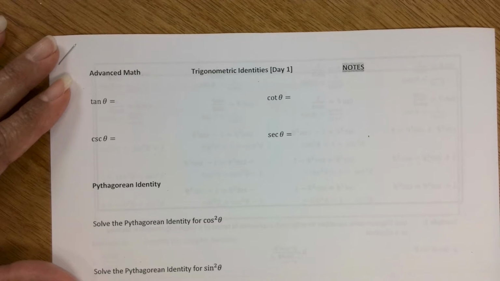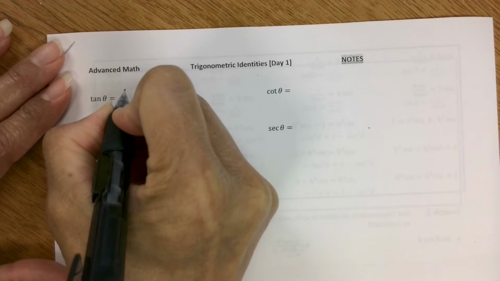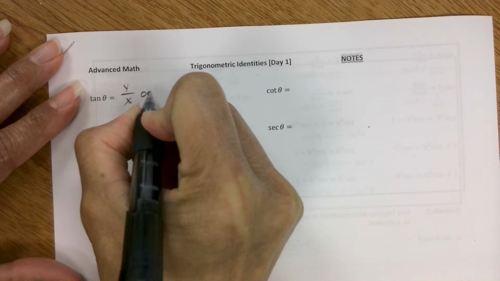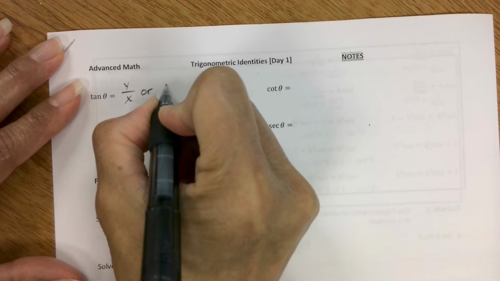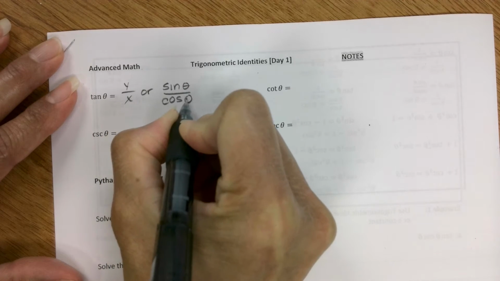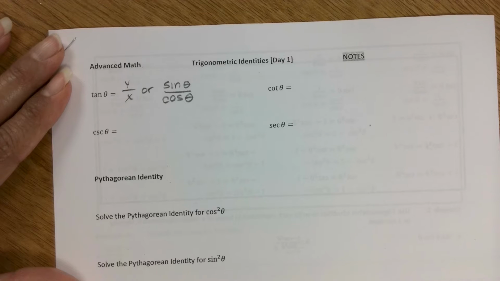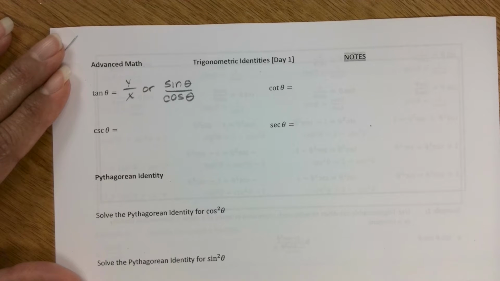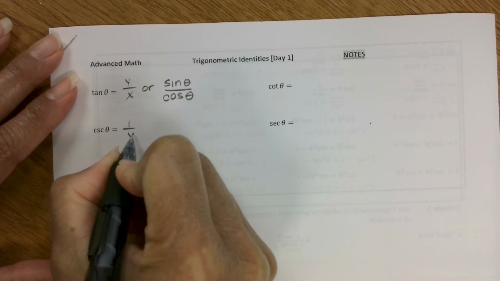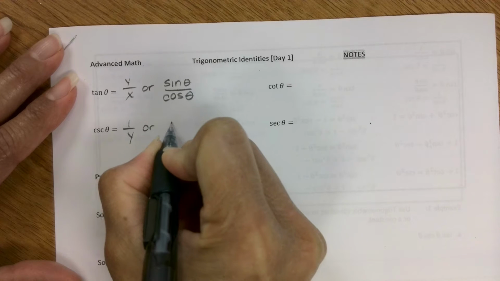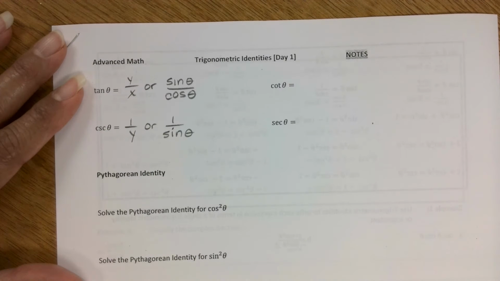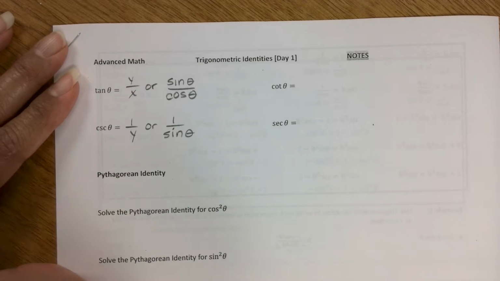So let's start off here with a reminder of what tangent theta was. When we were working with the unit circle, recall that we would say tangent theta was y over x. So in this unit, I want us to focus more on using trig functions to define certain trig functions. So tangent theta is going to be sine over cosine. Cosecant was the reciprocal of the y values in our unit circle, which we will rewrite as 1 over sine theta, or the reciprocal of sine.